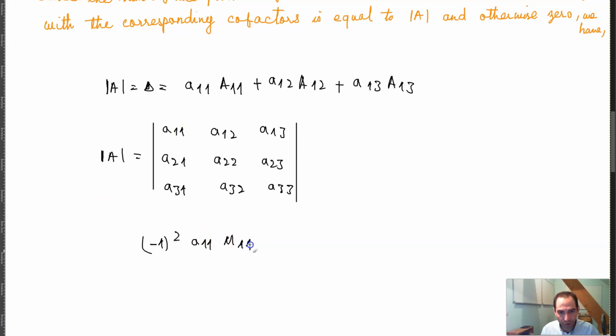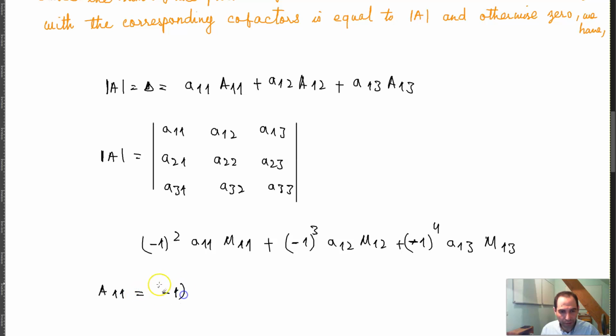Let me call it the minor of 1,1, and then I add to that negative 1 raised to the power 3 times A12 times the minor of A12, and add to that negative 1 raised to the power 4 times this element A13 times the minor of A13, which is M13. Now this is basically the same thing, because the cofactor of A11 is the same thing as negative 1 raised to the power 1 plus 1 times the minor of the element A11, so M11.